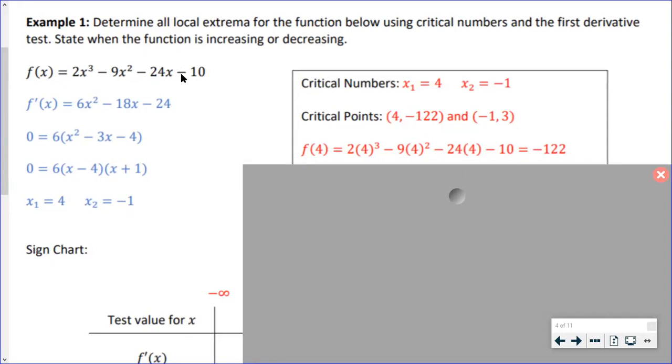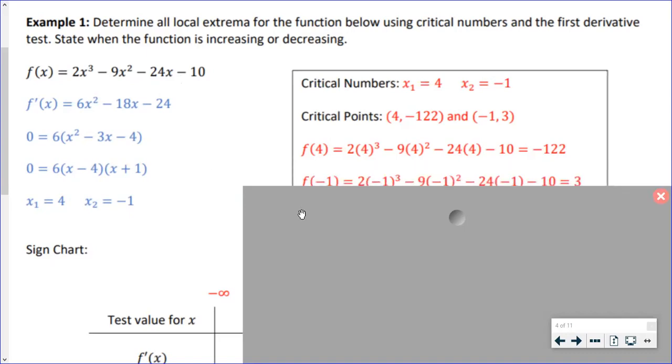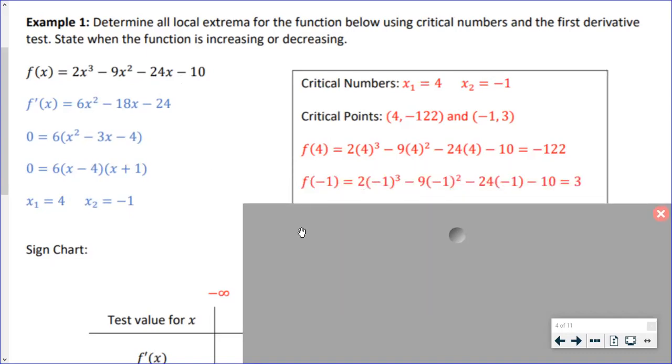So when x is equal to 4, the corresponding y value is negative 122. That is my first critical point, 4 and negative 122. My second critical point is when x is equal to negative 1, y is equal to positive 3. I would not get these values if I was factoring my original function. The first derivative test is key in order to get these critical points.